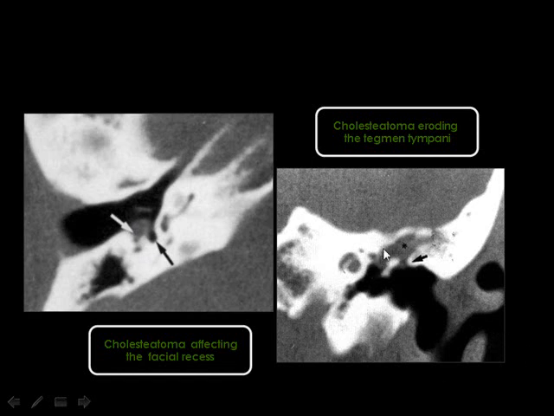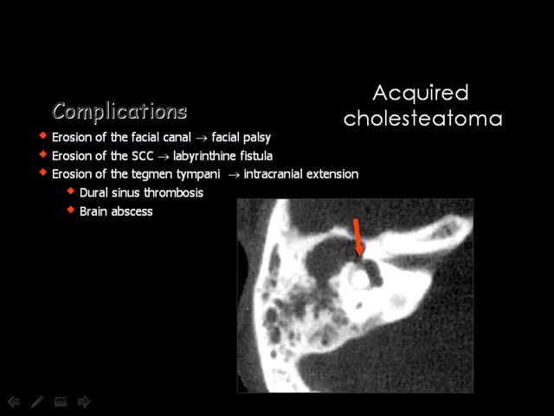Then here, the cholesteatoma is located high in the middle ear cavity, in the attic, and it is subjacent to the tegmen tympani. One of the complications is erosion of the tegmen tympani and the extension of the inflammatory material intracranially. Also, one of the complications is erosion of the semicircular canals.